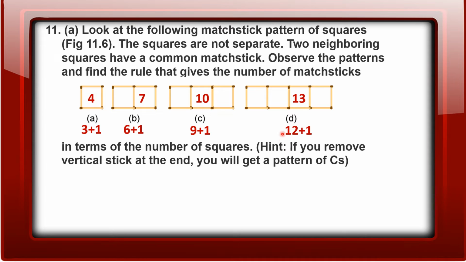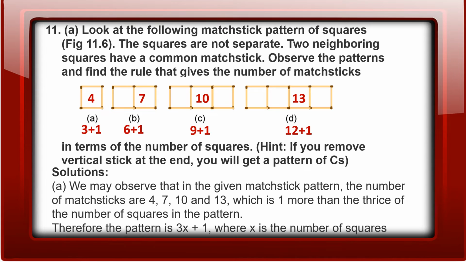So how will you write this? 3, 3 into 2, 3 into 3, the 3 table, isn't it? 3 into 1, 3 into 2, 3 into 3, 3 into 4. Here also 1 into 1, 2, 3, 4, isn't it? So that you can keep one variable. So how will you write? 3x plus 1. Okay, so 3x plus 1.